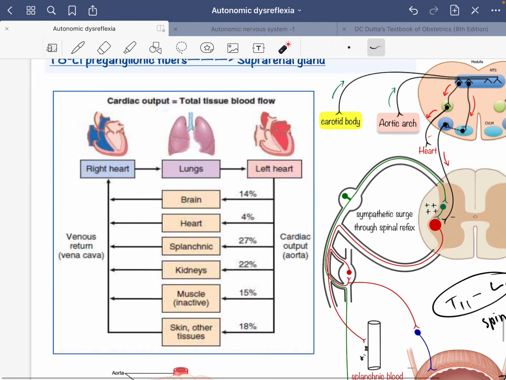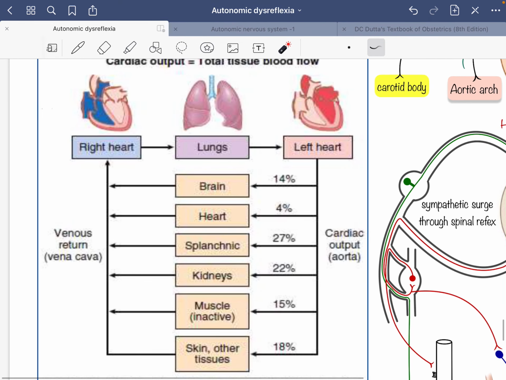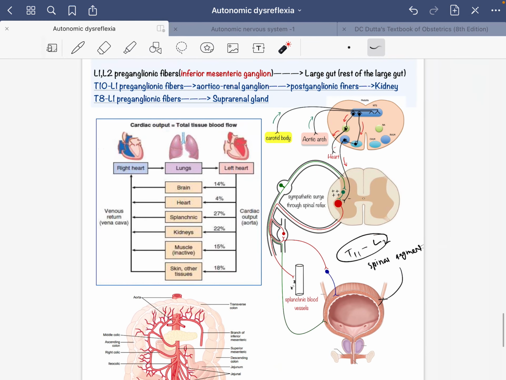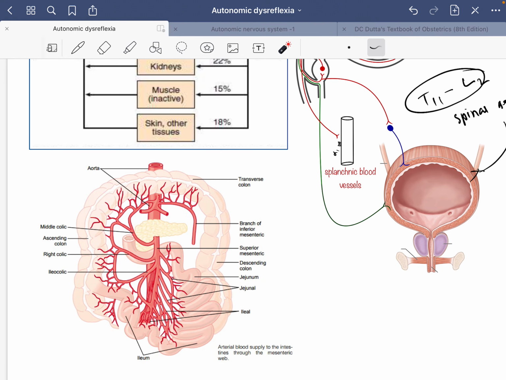No, if I can show you the diagram from Guyton and Hall, you can see here that splanchnic circulation consists of 27% of your cardiac output. So the vasoconstriction of splanchnic circulation means that it has an important role in your total peripheral resistance, because it consists of 27% of your total circulation. Okay, that's why ultimately due to this splanchnic vasoconstriction your total peripheral resistance will rise, and that's why the blood pressure will rise due to distension of this urinary bladder.